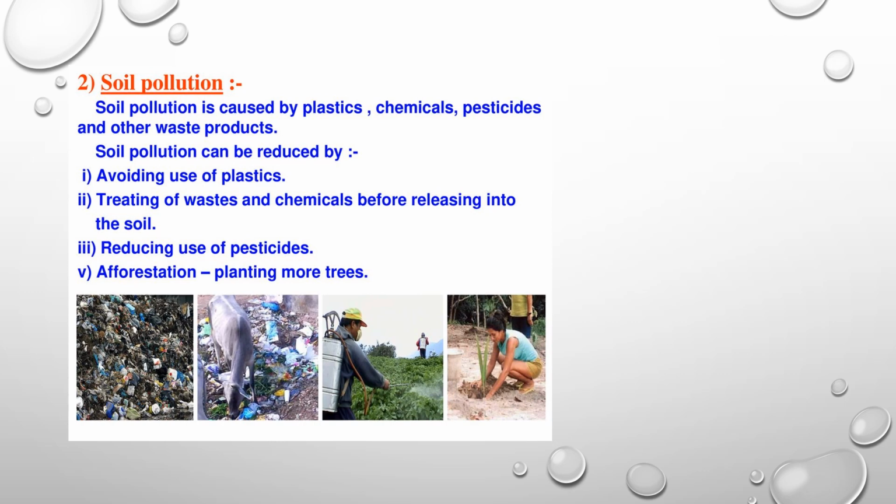Soil pollution can be reduced by these measures: avoid use of plastics, treat waste and chemicals before releasing them into the soil, reduce the use of pesticides, and afforestation, planting more trees. I hope you understand. Go through them. Another point you can notice: biofertilizers and biopesticides should be used instead of chemical fertilizers. Make a note.